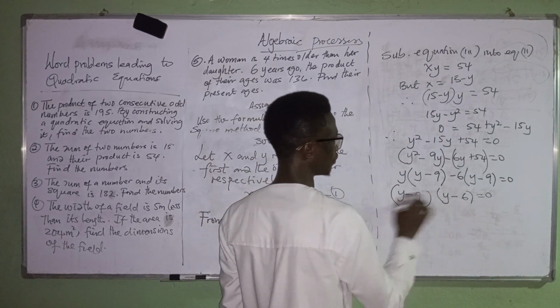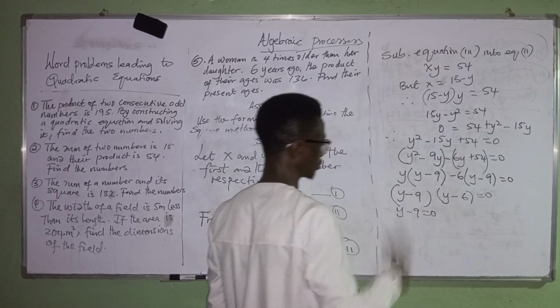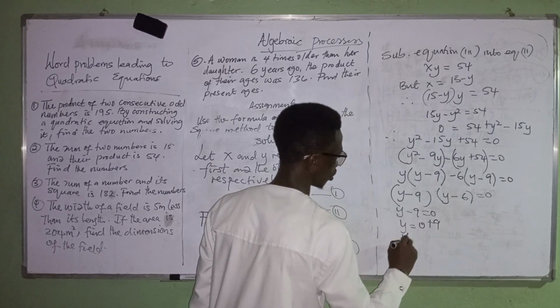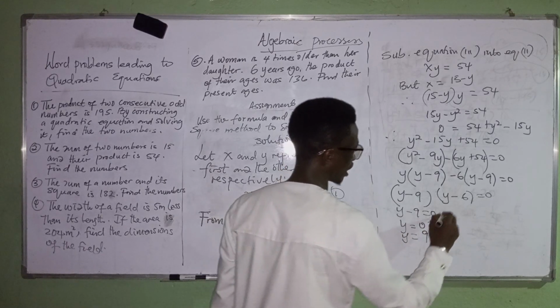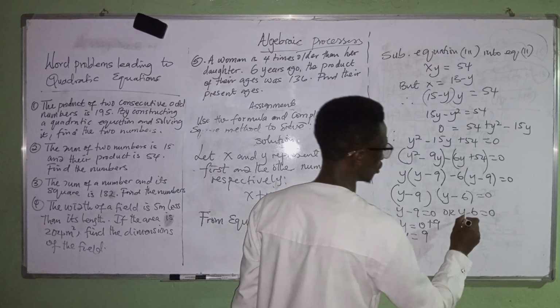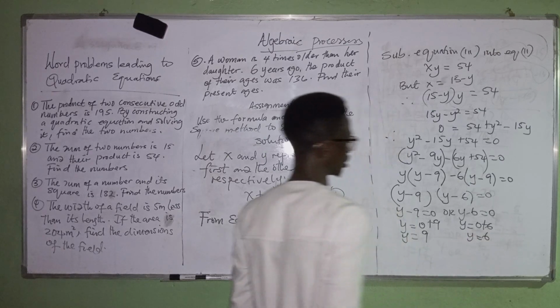So you have to solve these two brackets. You take one, y minus 9 equals 0, so y equals 0 plus 9. So your y is going to be 9. Or y minus 6 equals 0, y equals 0 plus 6. So y equals 6.